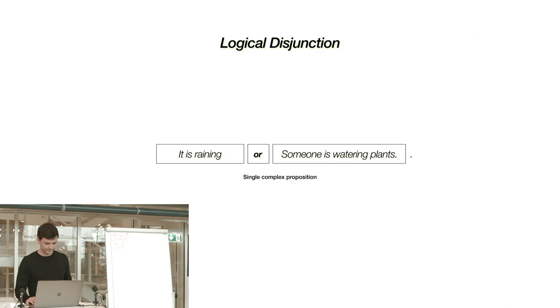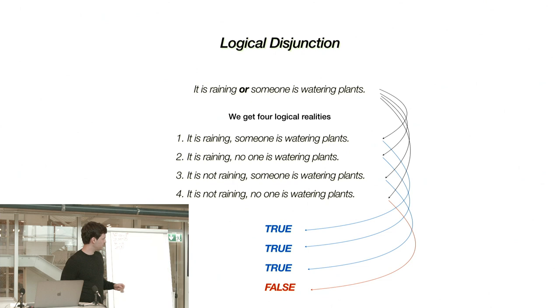So let's see how this works. Now we have a sentence which is made of two sentences. One is P, it is raining. Q is someone is watering plants. Since it is raining has two logical realities and someone is watering the plants also has two, this means that we get four in total, four logical realities. And let's see what they are.